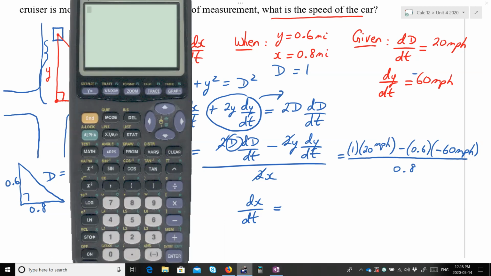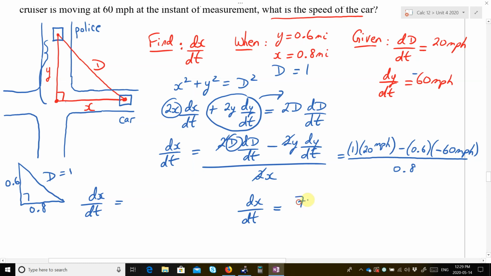Okay, so we should get a positive answer. 20 minus 0.6 times negative 60. Divide that by 0.8. There we go. dx/dt is 70 miles per hour.